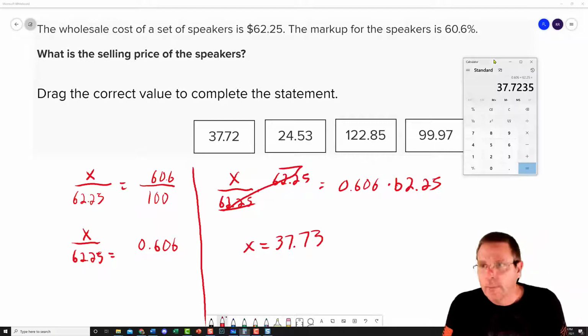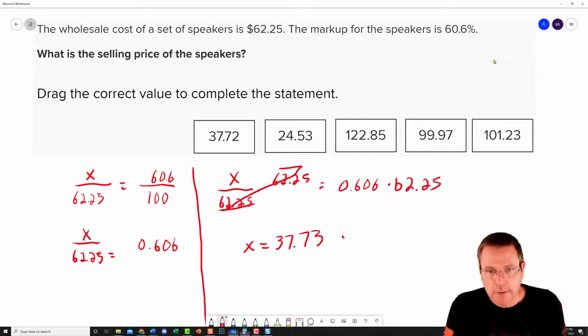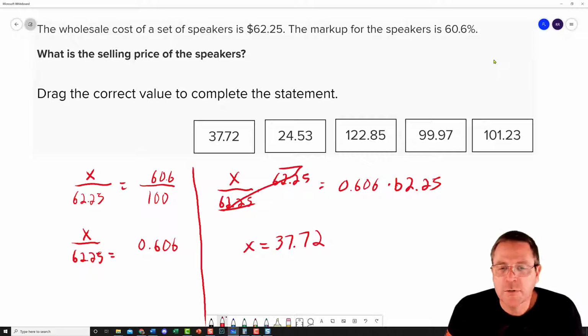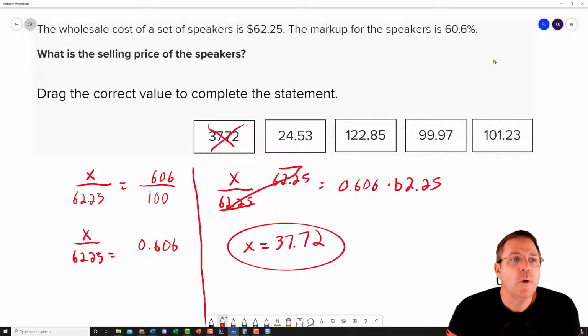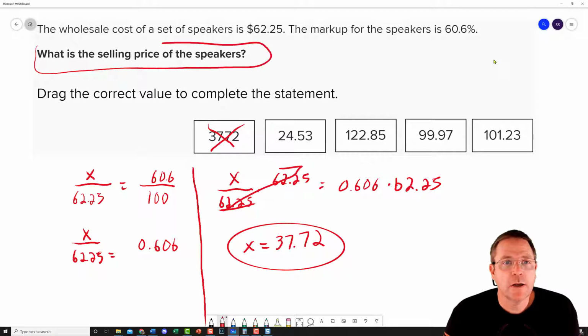So we have a 37.73 markup. Actually, it's not 73, it's going to be 72. My bad. Rounded to the nearest penny, that's going to become a 72. So $37.72 markup. That's one of our answers here. But that's not what we need, because we don't need markup. We need the final selling price.